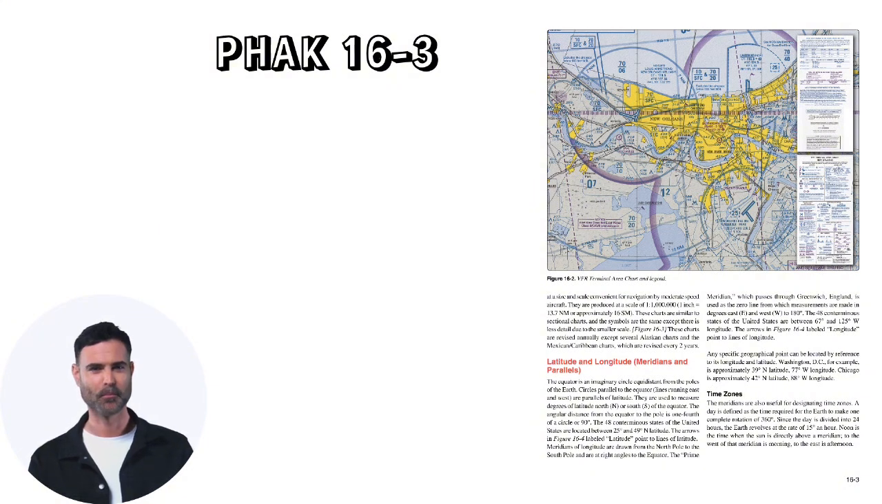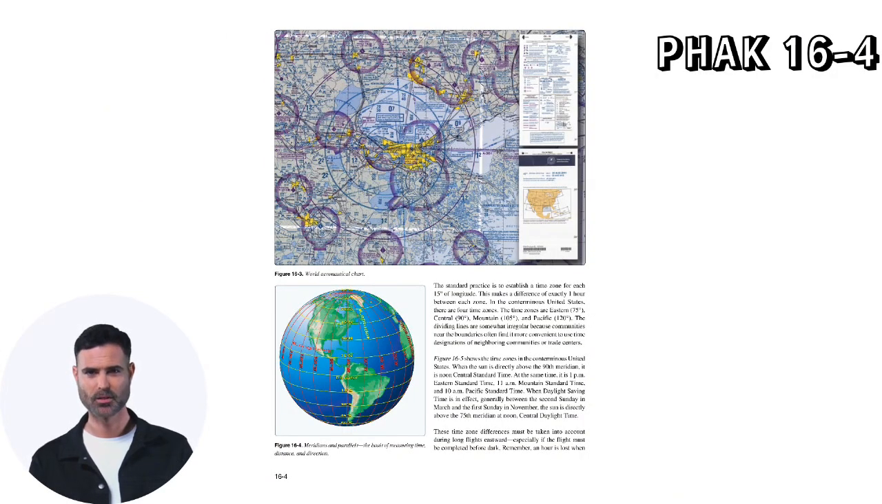Time zones. The meridians are also useful for designating time zones. A day is defined as the time required for the Earth to make one complete rotation of 360 degrees. Since the day is divided into 24 hours, the Earth revolves at the rate of 15 degrees an hour. Noon is the time when the sun is directly above a meridian. To the west of that meridian is morning, to the east is afternoon. The standard practice is to establish a time zone for each 15 degrees of longitude. This makes a difference of exactly 1 hour between each zone.